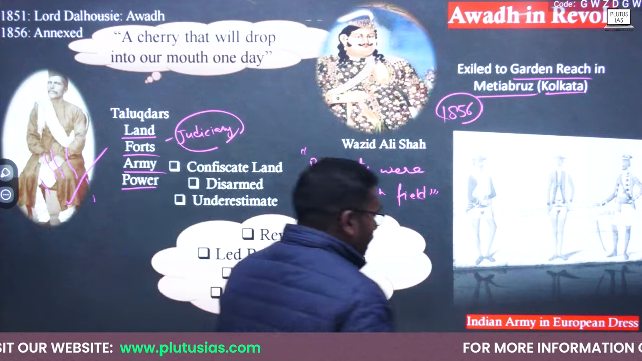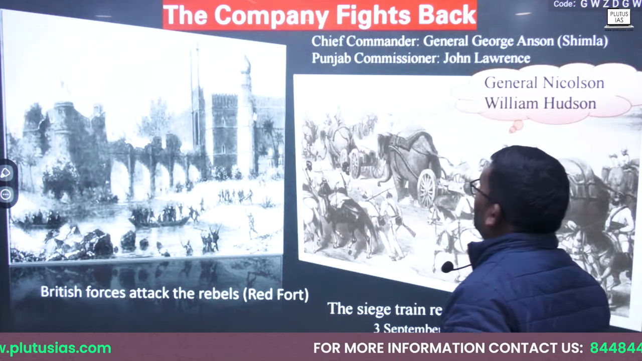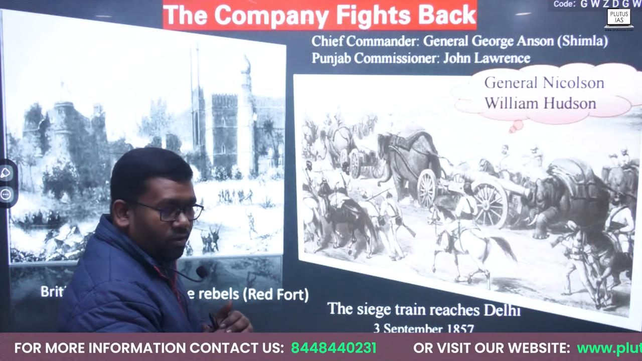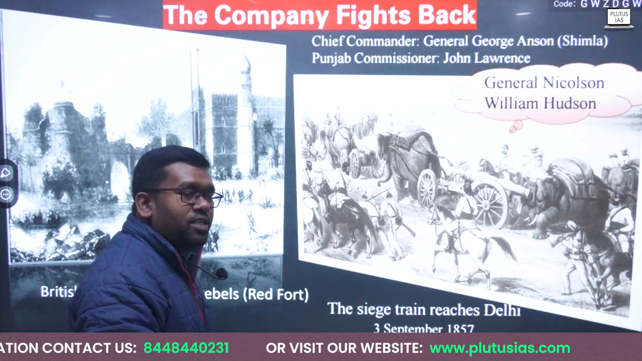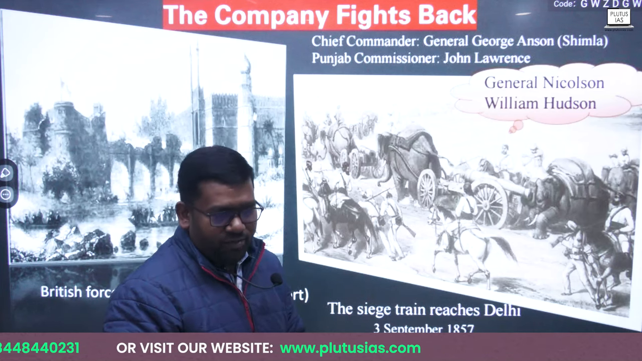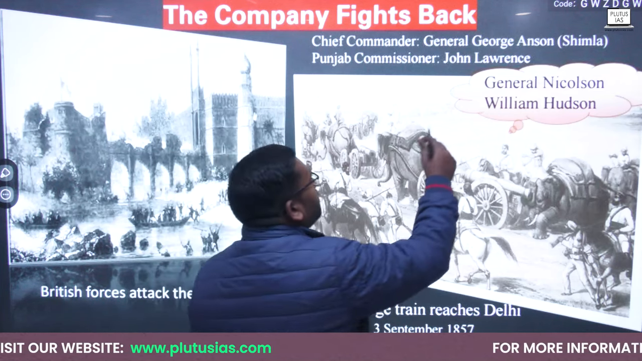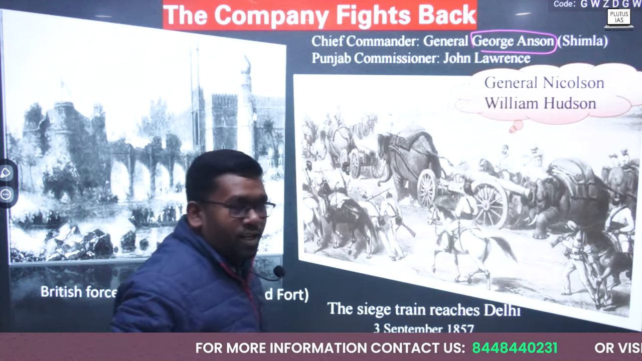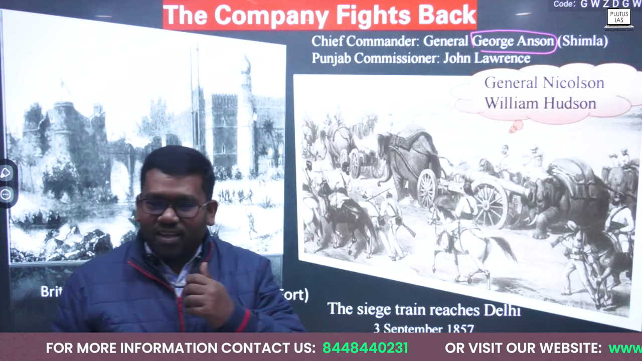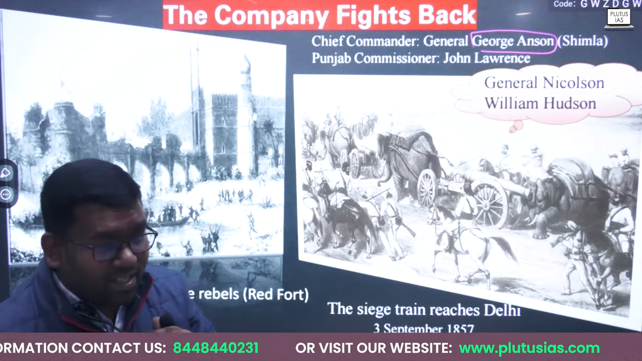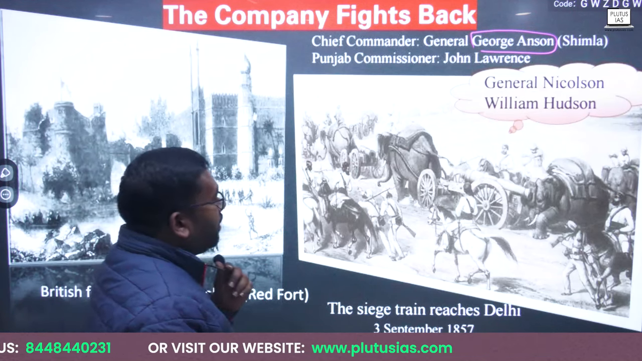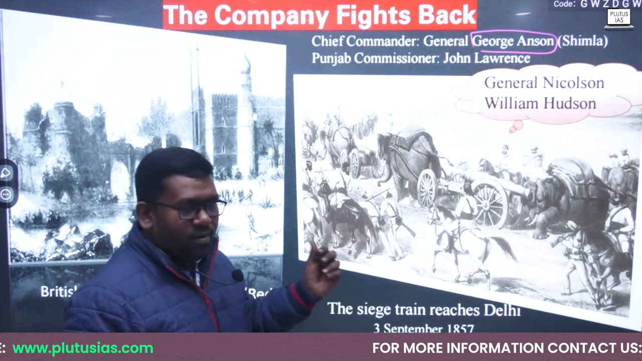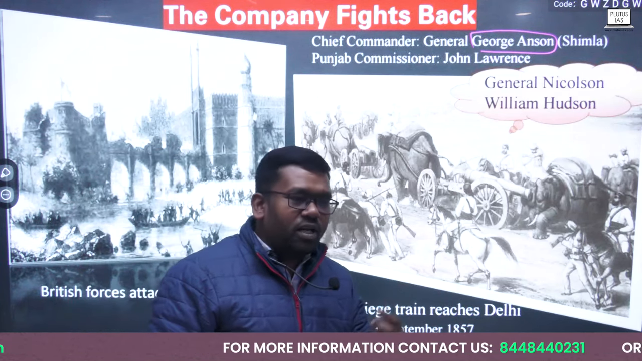A point, sir. Now let us see the points the company fights back. Kaise fight kar raha hai? So jab revolt hua tha on the 11th of May, a message was sent to the commander in chief. The commander in chief's name is General George Anson. He was having tea in the summer season in Simla. Simla mein maje le rahe the. When he got a message, he thought there is a normal revolt. So he didn't respond. He took it lightly.